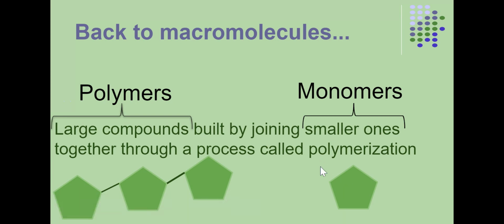So monomers are the small molecules. You can see just one ring there under monomers. And polymers are when you get a bunch of monomers linked together with each other. That creates a much larger compound. So you can see the polymer there is made up of three monomers. Usually it's going to be more than three, but for the sake of drawing it on this slide, I just put three.